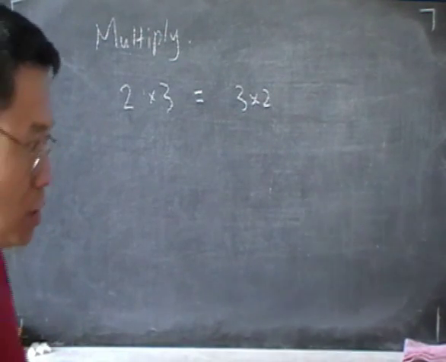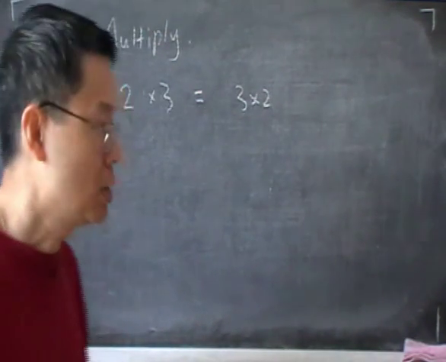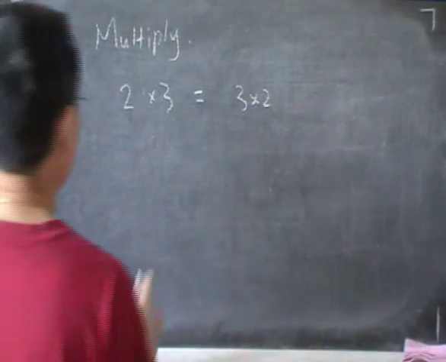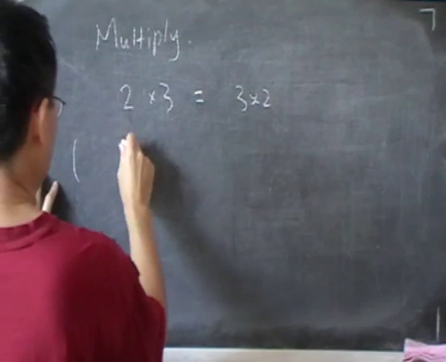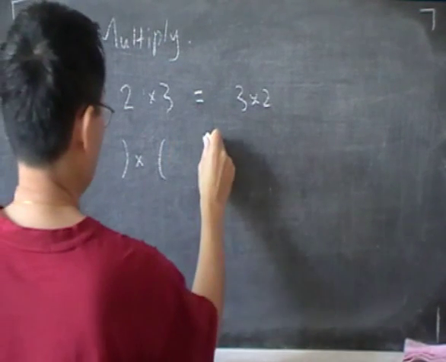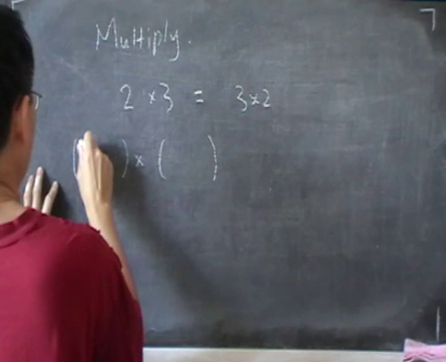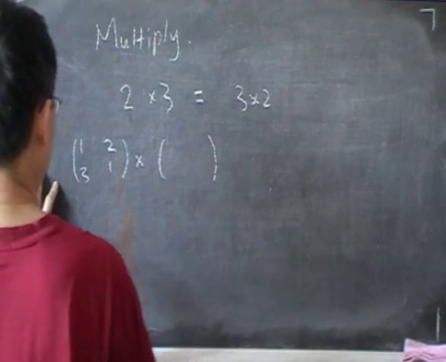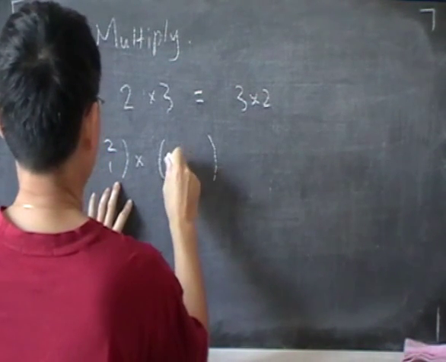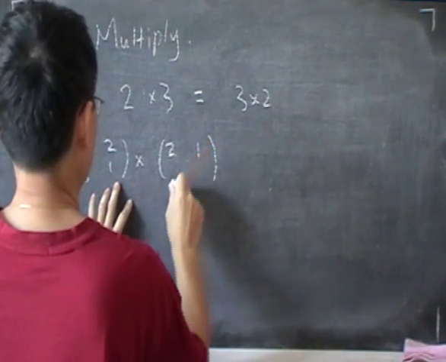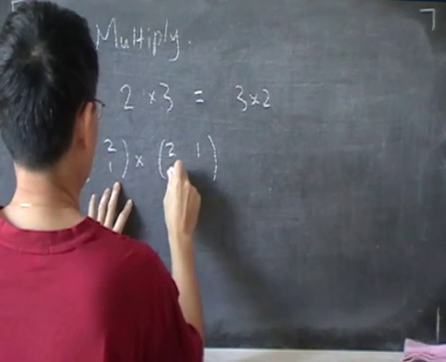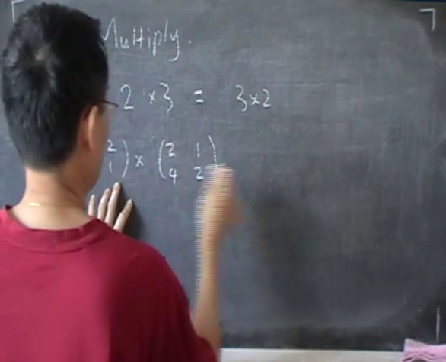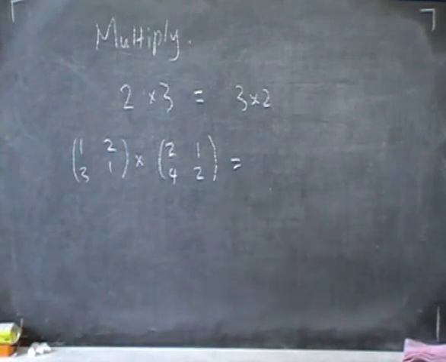Unfortunately, we cannot assume the same for matrices. Now let's have a look. Suppose that I try to multiply two matrices, say 1, 2, 3, 1, and maybe 2, 1, 2, 4. Let me try and multiply this.